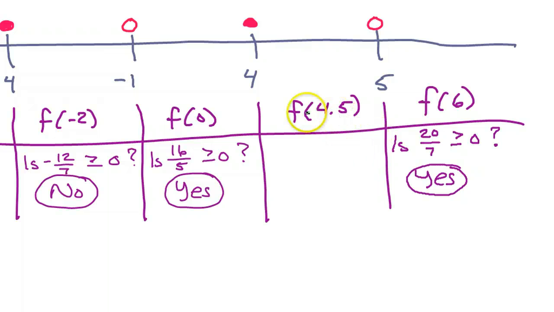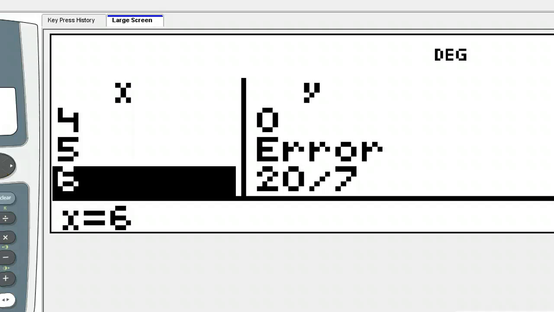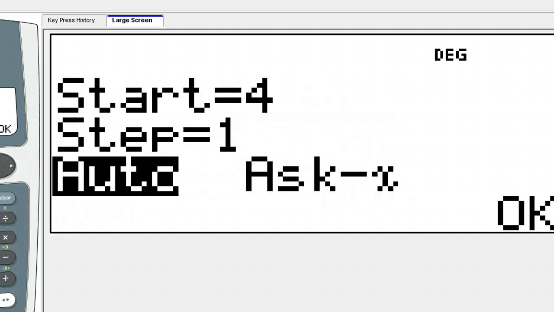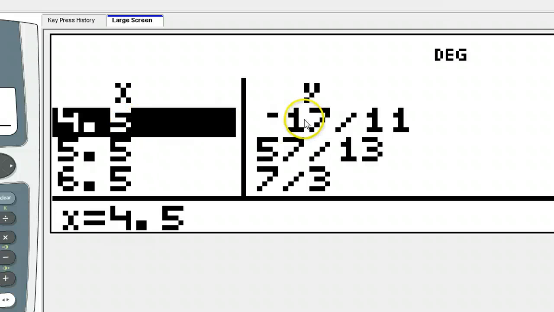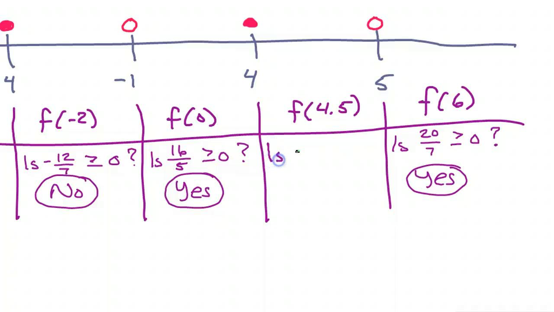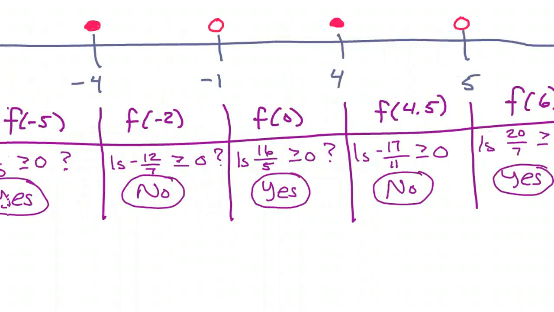Now I'm going to go back and check the value at 4.5. I can do that easily by hitting the table function, hitting enter, and typing in 4.5. Hit enter like 4 times. At 4.5 we have a value of negative 17 elevenths. Is that greater than or equal to 0? Well, no. That's a negative number, less than 0. So this is the information that we need.